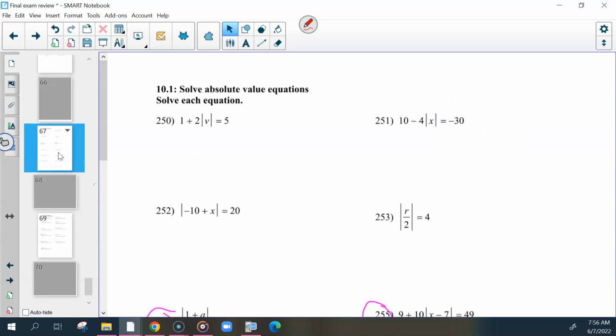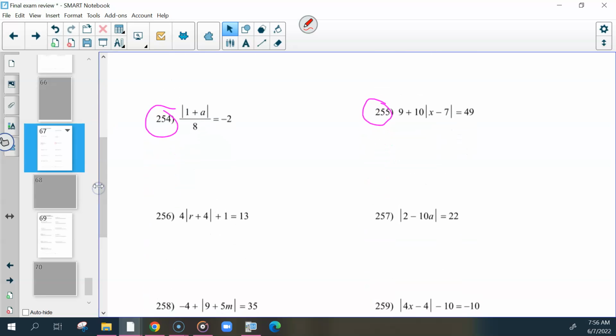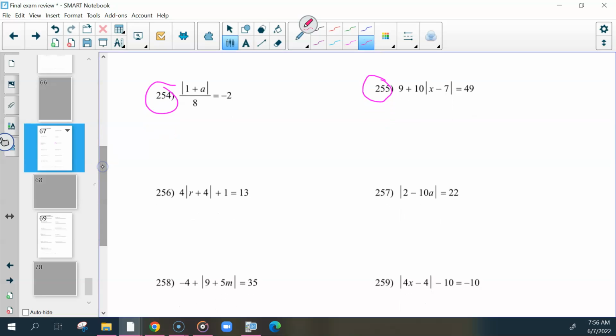If not, let's move on to 10.1. So this is what we were doing yesterday, solving absolute value equations. So we're just going to do a couple of these. For 254, we would need to get rid of the 8 before anything else. You can multiply both sides by 8.